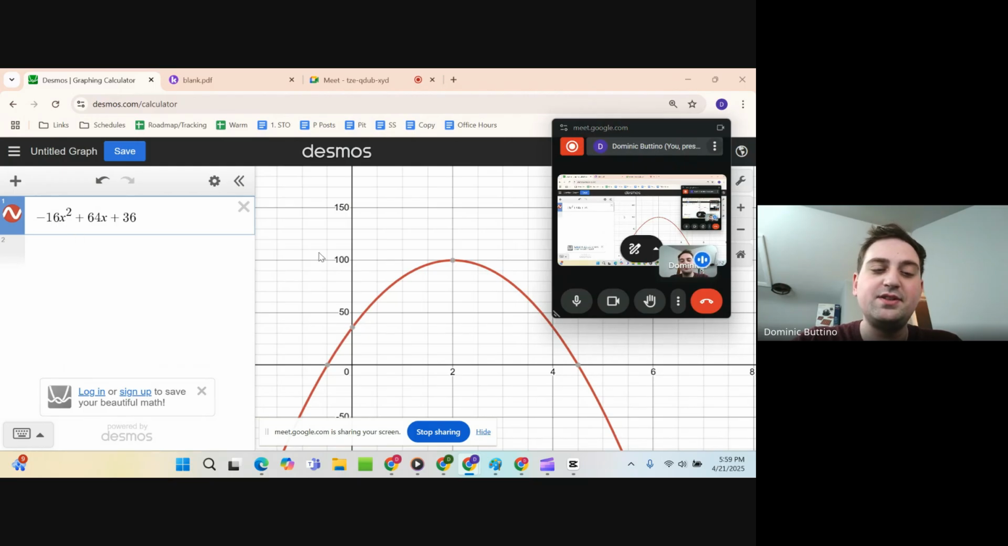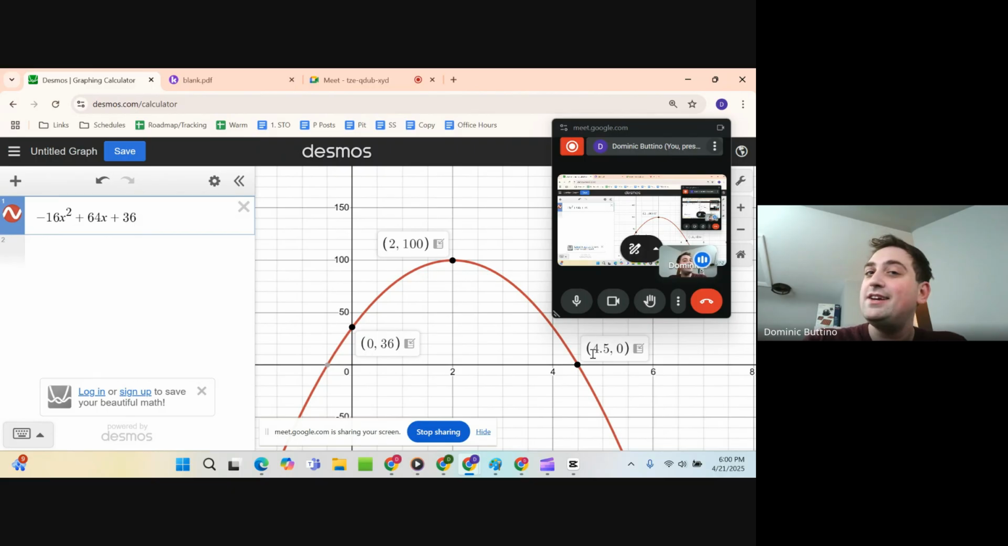-16x squared plus 64x plus 36. Up here, we have the vertex of 2, 100. Down here, we have where it hits the ground at 4.50. Here's our y-intercept of 0, 36. Okay, so just as a review, the y-intercept is where it hits the y-axis. The x-intercept is where it hits the x-axis, which would be at 4.5 seconds into the flight.